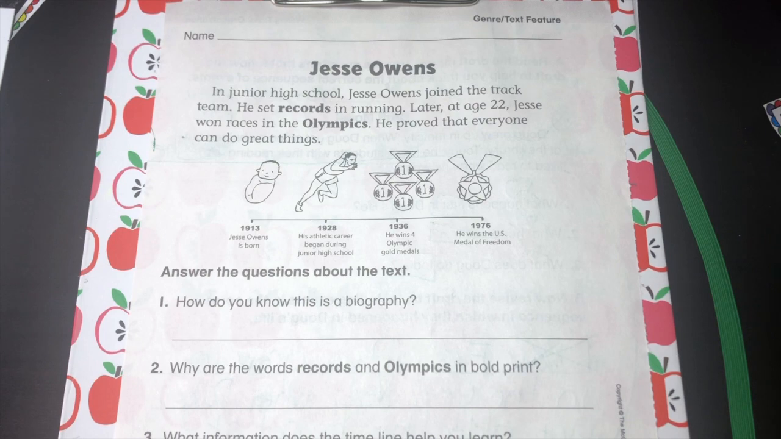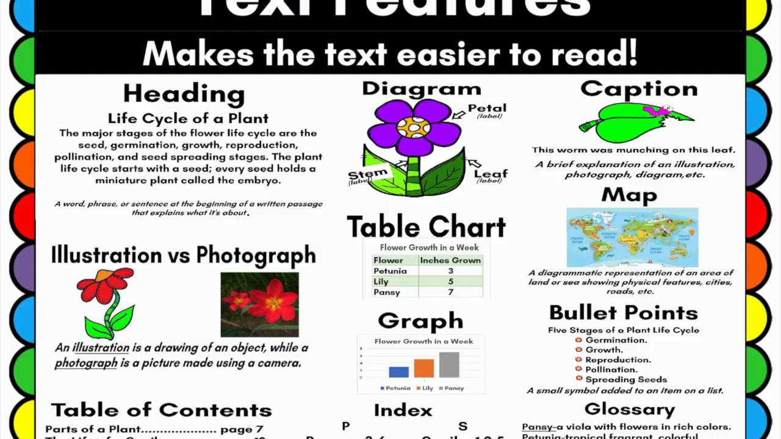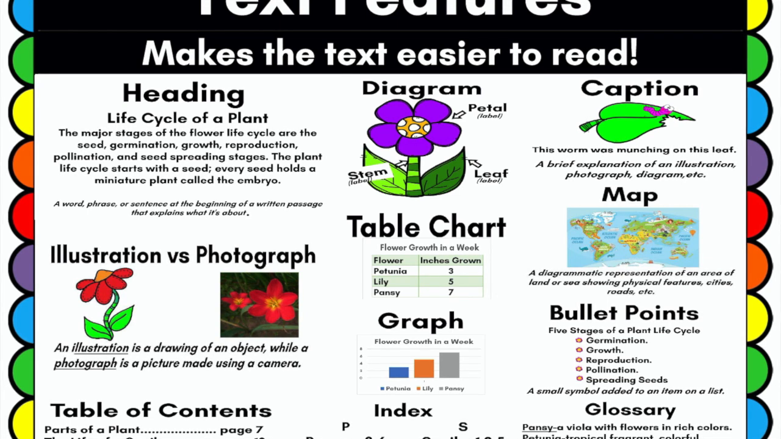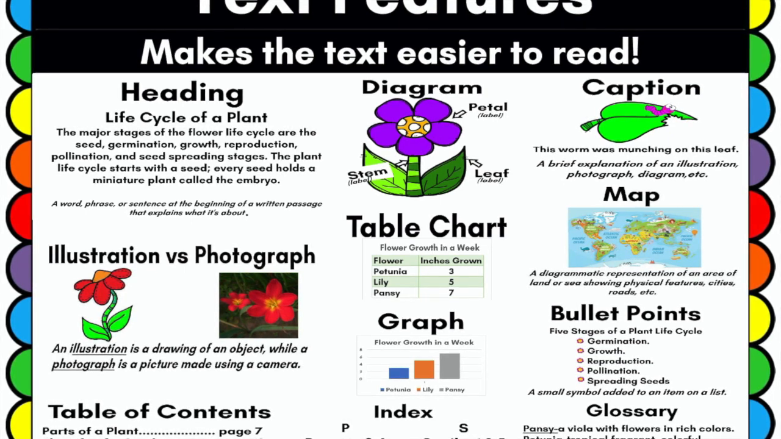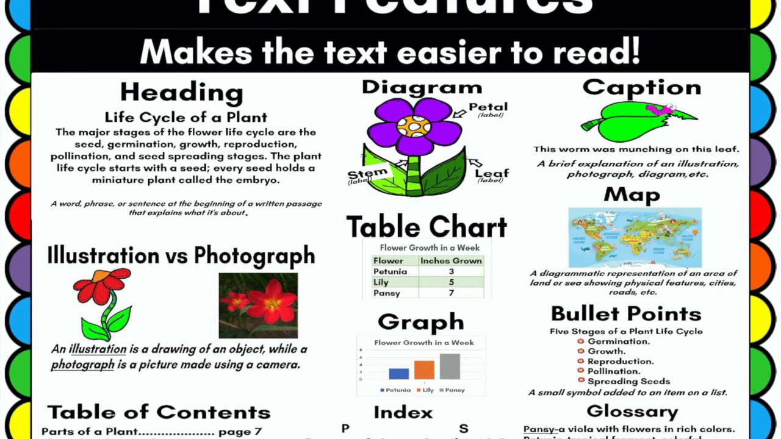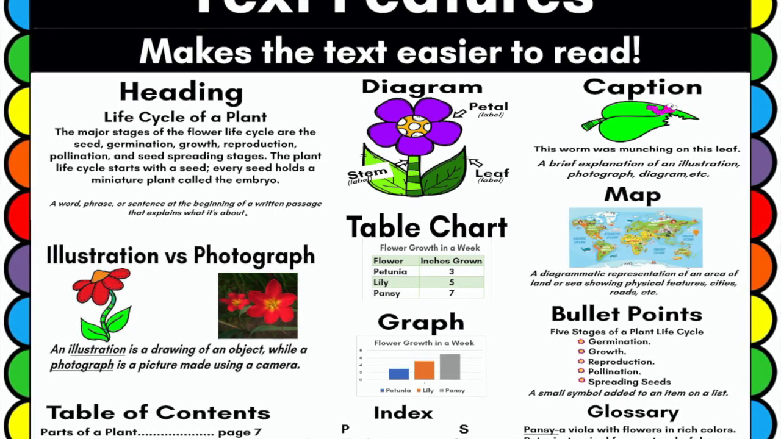So, what do we know about text features? Text features make the text easier to read. Alright? First, you always look at your heading. The heading is a word or phrase or sentence at the beginning of a written passage that explains what it's about. So sometimes we look at the title instead, right?